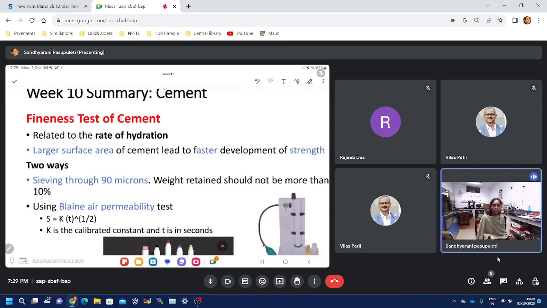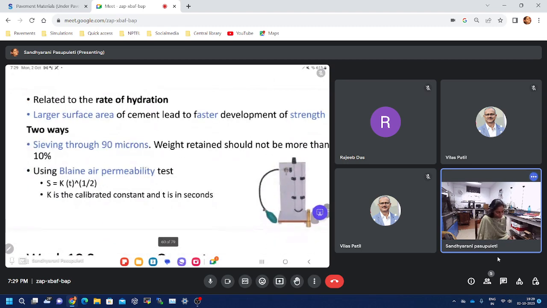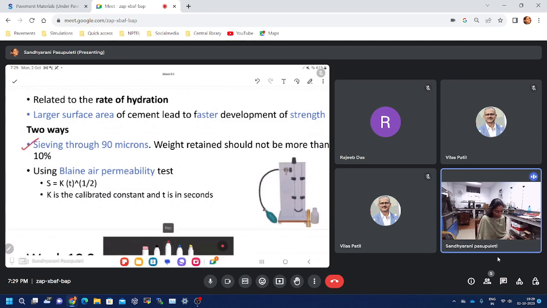That means, let us say if I have two kinds of cements, one cement with higher fine content, we can observe the higher development of strength at the earlier stages. So in order to understand that, what is the fineness of the cement, that we need to understand. So this can be understood from two kinds of tests. One is sieving through 90 microns. So take the 90 micron sieve. If most of the material is passing through 90 micron, that means most of the material is very fine.